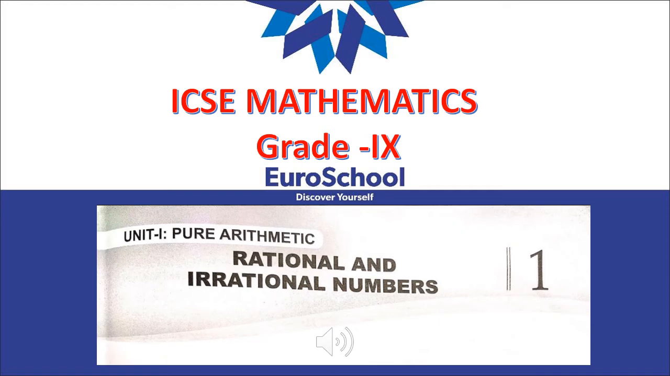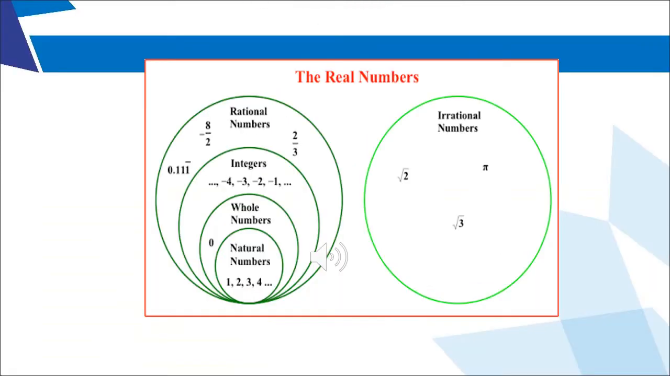Hello students, the first chapter in mathematics in grade 9 you will learn is rational and irrational numbers. We will first start with the concept of real numbers. Students, you have already learned in grade 8 about rational numbers and irrational numbers. So let us quickly revise here. We can say that the union of rational numbers and irrational numbers are real numbers.